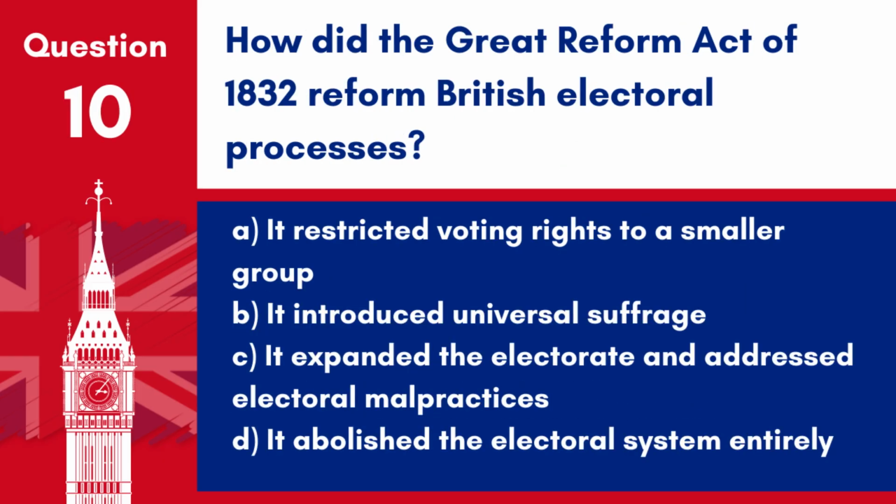Question 10. How did the Great Reform Act of 1832 reform British electoral processes? A. It restricted voting rights to a smaller group. B. It introduced universal suffrage. C. It expanded the electorate and addressed electoral malpractices. D. It abolished the electoral system entirely.